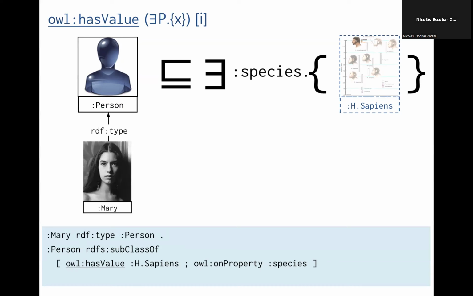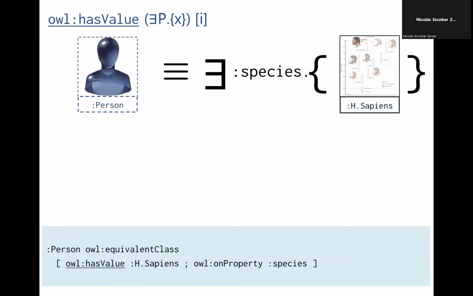If we say that Mary is of type person, what could we infer now? Mary has species Homo sapiens. Okay. We're going to change this and make it an equivalence, because it should be equivalent in all cases.